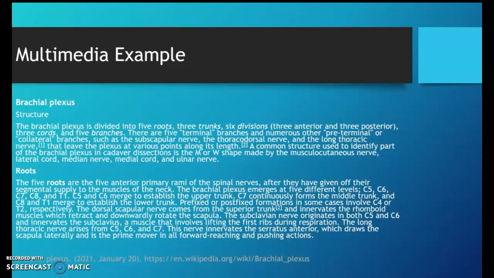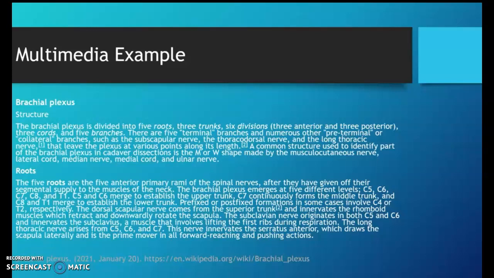It's very, very wordy. I'm not going to read all this, but for the roots, it talks about how the brachial plexus emerges at five different levels, C5, C6, C7, C8, T1, and C5 and C6 merge, C7 continues to form the trunk. Again, this is a lot of information, and if you've never heard about the brachial plexus before, it may be very hard for you to picture what is going on here.